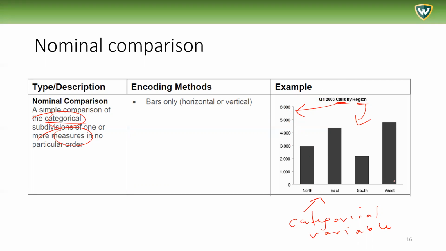This is a two-dimensional bar graph, which is called bars only or bar graph. And they usually can be horizontal or vertical. It doesn't make much of a difference, although we'll talk a little bit about the horizontal. And also sometimes we want to think about the ordering here. Why do we say north first? Is this alphabetical order? How should we order them?